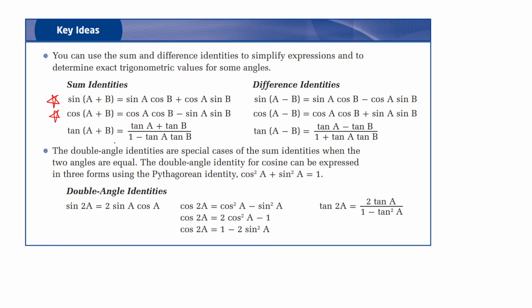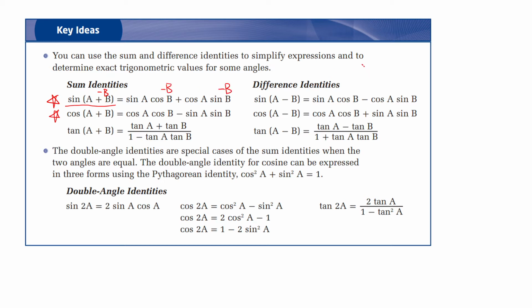For the tangent one, you can memorize it, or if not, you can just use sine over cosine to calculate it. The difference identity is just a variation of this one. Actually, for sine of A minus B, you just substitute minus B for B.